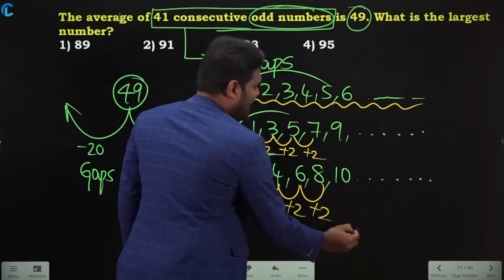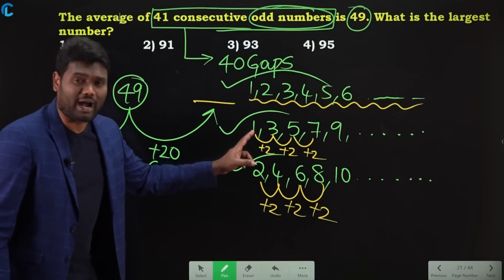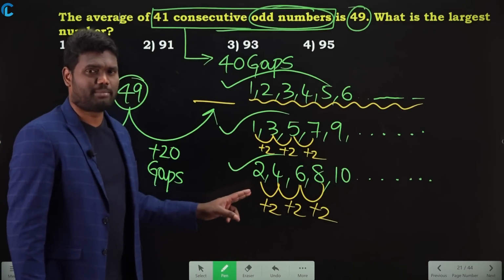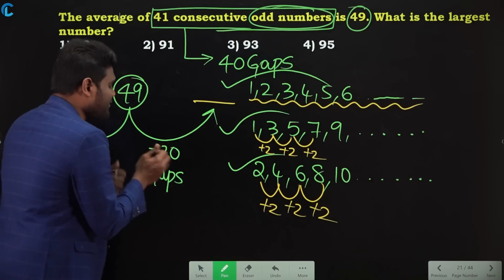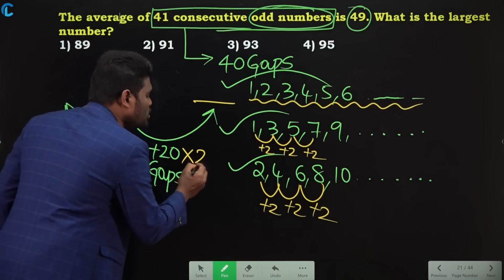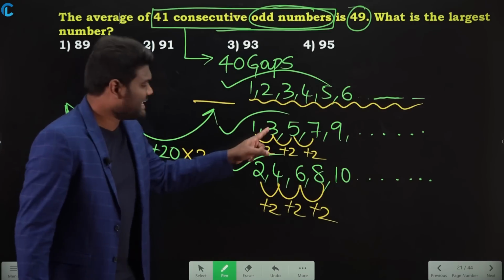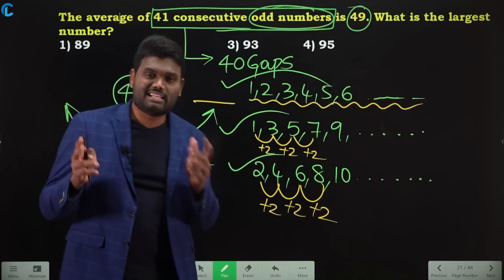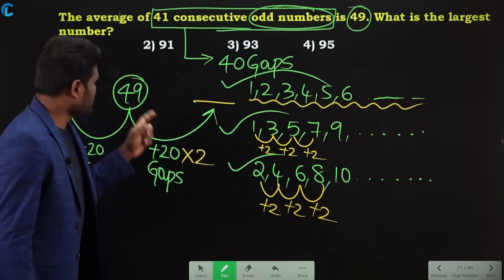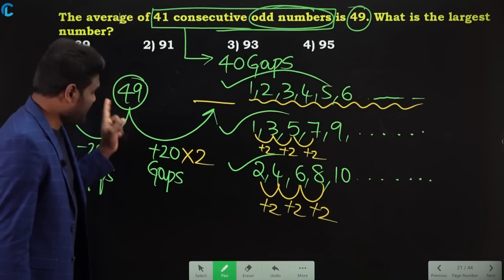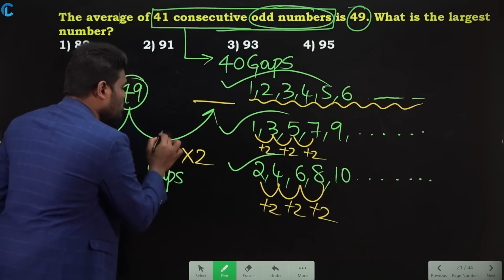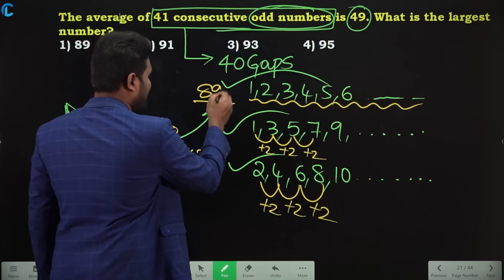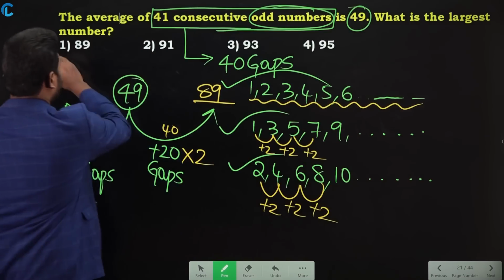Yes or no? Now, as it is consecutive odd numbers or consecutive even numbers, then what you need is the number of gaps multiplied with 2. Why? Because for even numbers or odd numbers, the gap is going to be 2, 2, 2, 2. That is the reason you need to multiply it with 2. So look here, 49 plus 20 into 2 is 40. Now 49 plus 40, the answer is going to be 89. So the highest number is going to be 89.